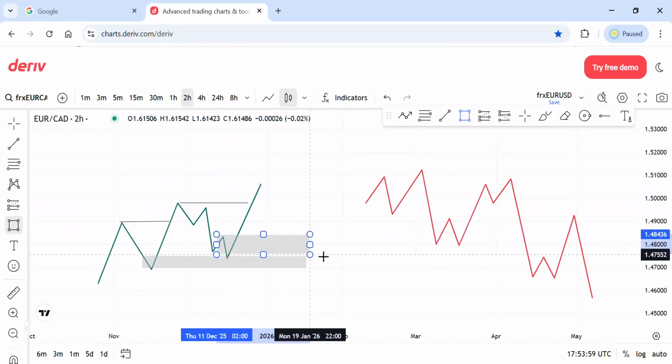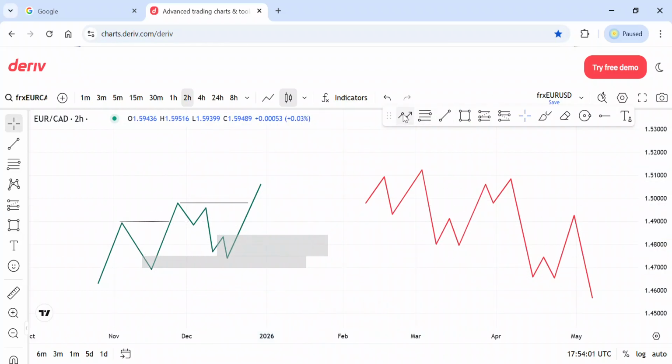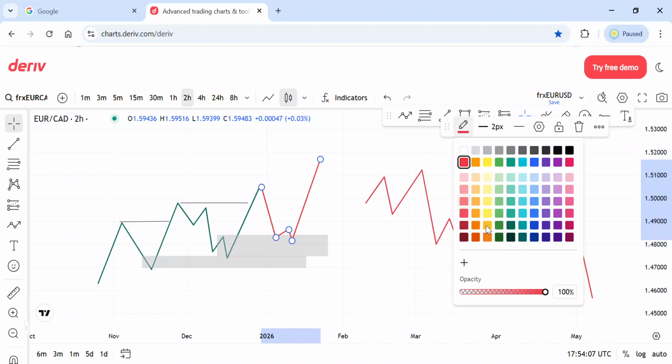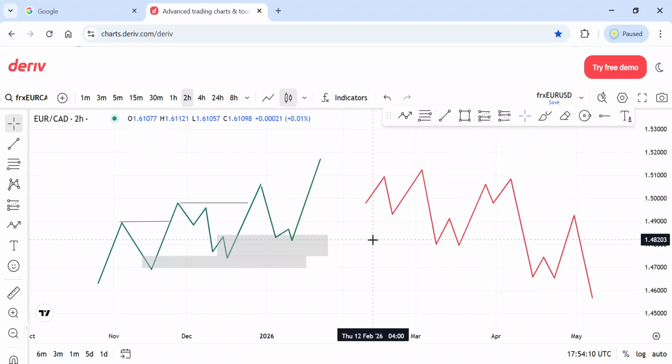Then we have another supply zone here. So what are you going to do? You just need to wait for price to come back here, then you buy your market to the upside again. That's just how it is. It is just as simple as that while you are buying.